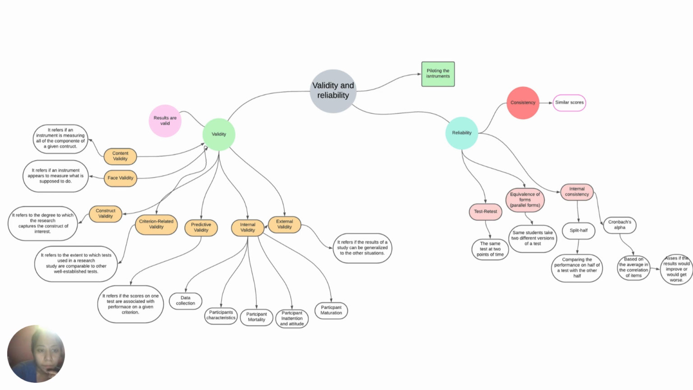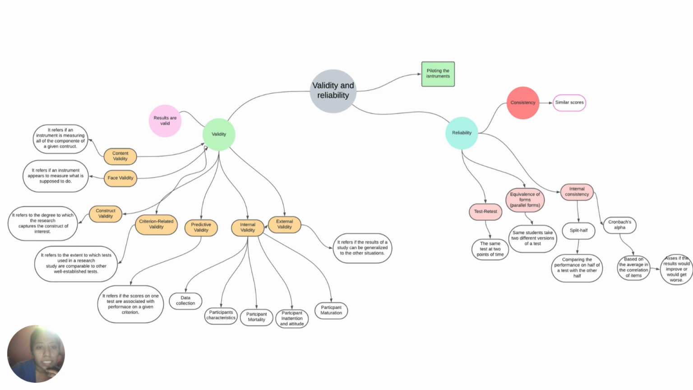Predictive validity refers to whether the scores of one test are associated with performance on a given criterion. And the last two are internal validity and external validity. The author suggests that if we want to prove the external validity of our instrument, we have to take into account the internal validity at first.